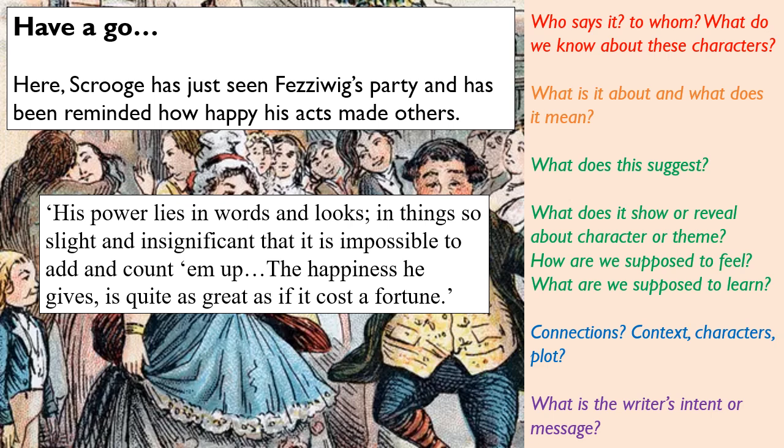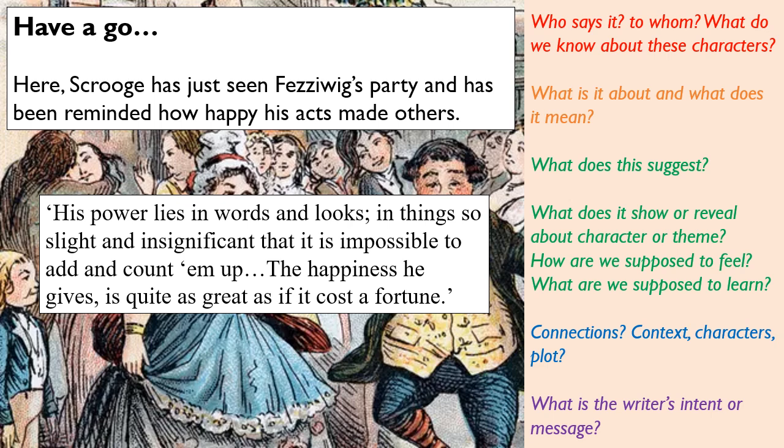So grab a piece of paper and a pen, and I want you to try to answer some of these questions about this quote. So here Scrooge has just seen Fezziwig's party and he's been reminded how happy his acts have made others. The quote is this: "His power lies in words and looks, in things so slight and insignificant that it's impossible to add and count them up. The happiness he gives is quite as great as if it cost a fortune."